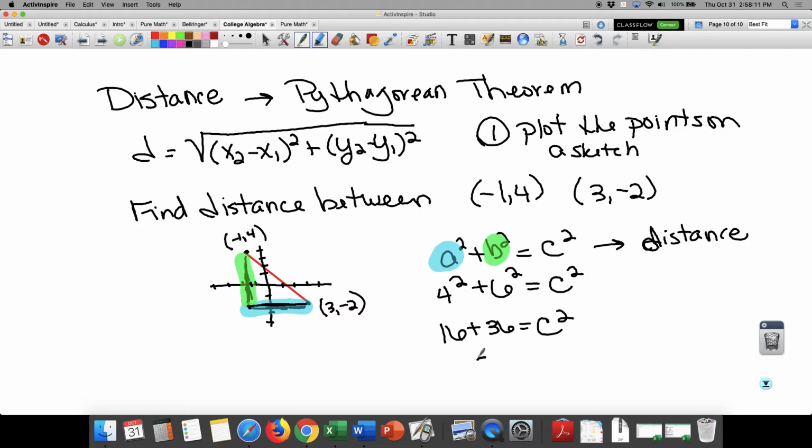16 plus 36 is 52. Now this represents C, the length here. That's the one I want. So C squared, and how do you undo a square? You take a square root. And I want you to give it to me at 3 significant figures, which is 7.21. Would be approximately my distance.